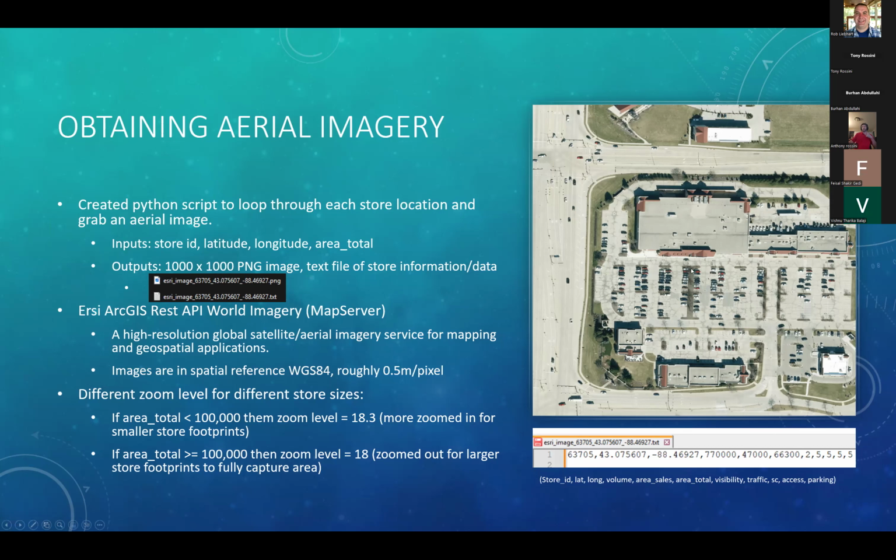So here on the right, we have an example of one of the stores, the output. I wanted to make sure I captured not only the store, but the entire parking lot and the major roads that surround the store. And then to go along with the image, I also created a text file associated with the image that stored the grocery store data, like the store ID, the 5 features, and the volume output. Basically everything I needed to know about the store was in those text files.